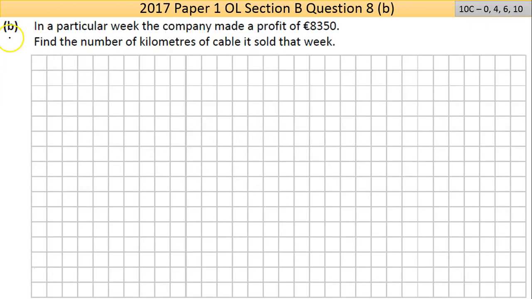Okay, so question 8, part B here. In a particular week, the company made a profit of 8,350. Find the number of kilometers of cable it sold that week. So in this situation we're being told that P of X, the profit, equals 8,350. Excuse me, very bad use of the mouse. We're trying to find what X is. We know what the profit is.